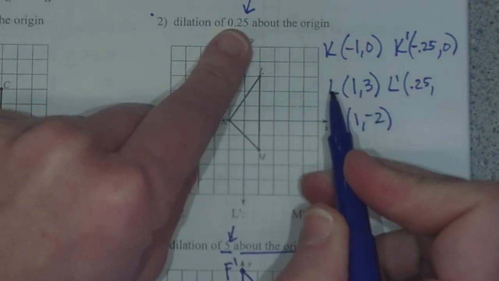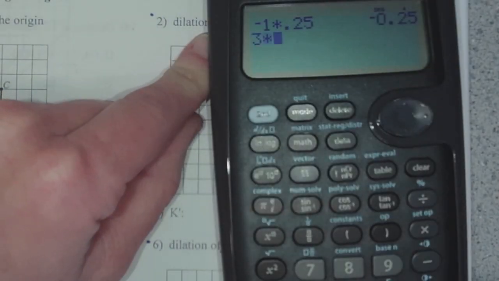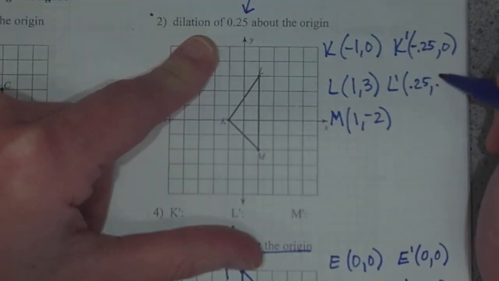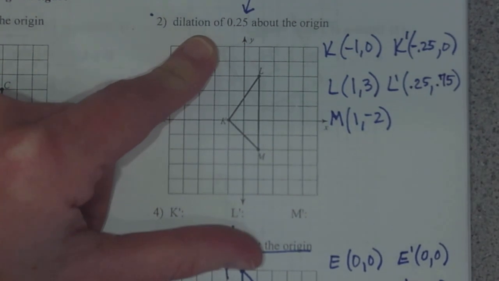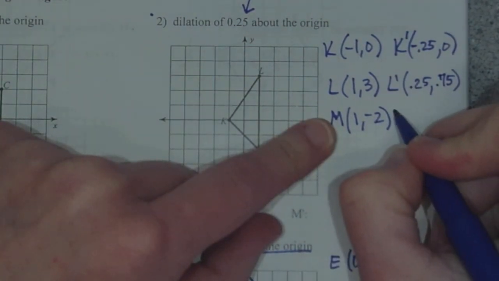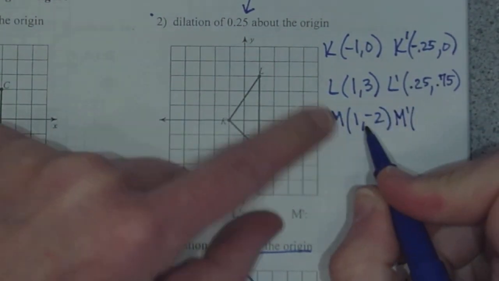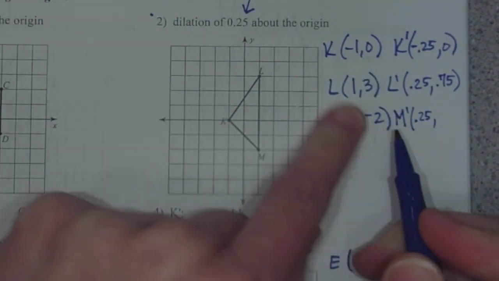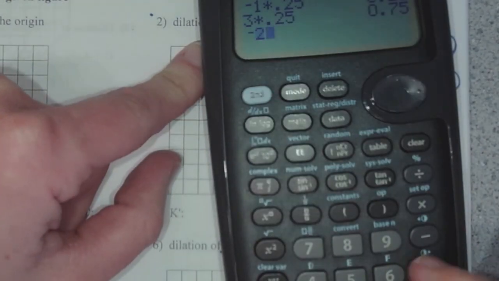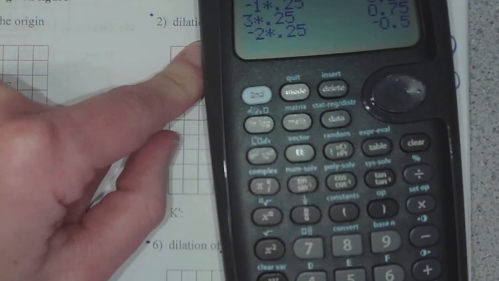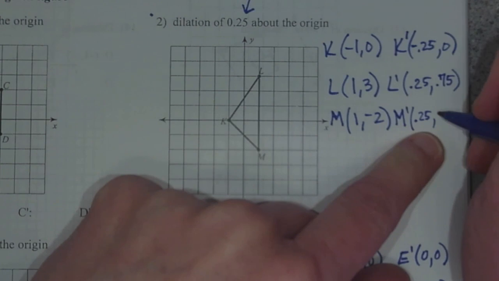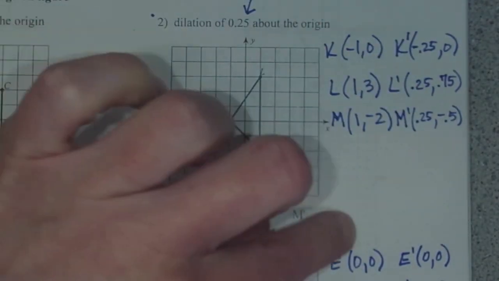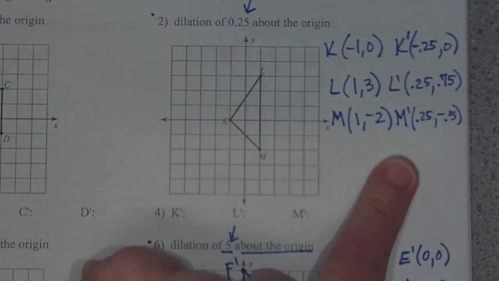Now 3 times 0.25, maybe you can do that in your head, but if you want to use your calculator, that is a great tool as well. That is 0.75 for L prime. Now for M prime, for our new M, we're going to do 1 times 0.25, which is still 0.25. And we're going to do -2 times 0.25, and that is -0.5. Okay, you might want to write these three numbers down here. I'm going to go ahead and put it on my graph.